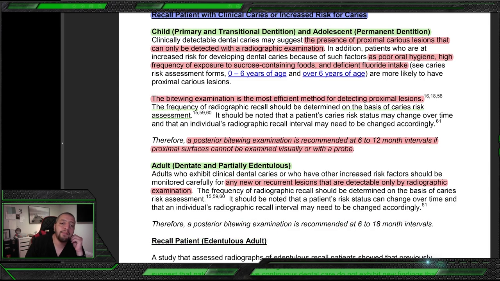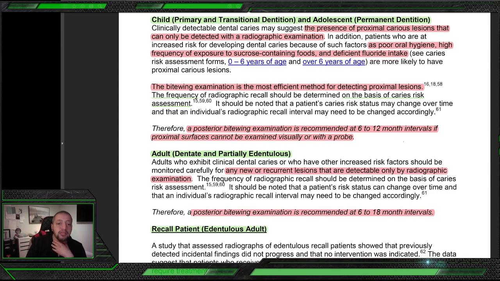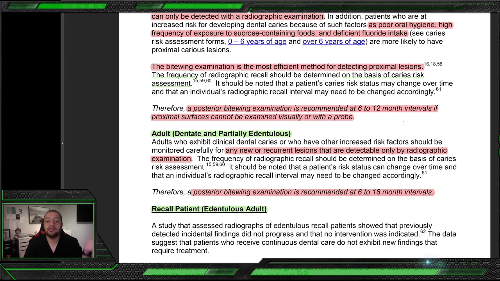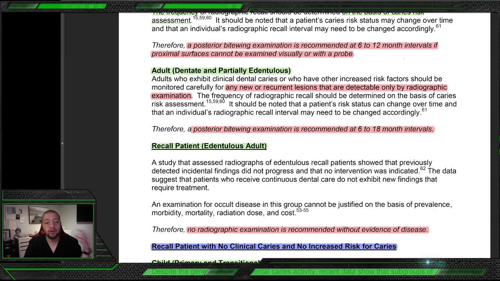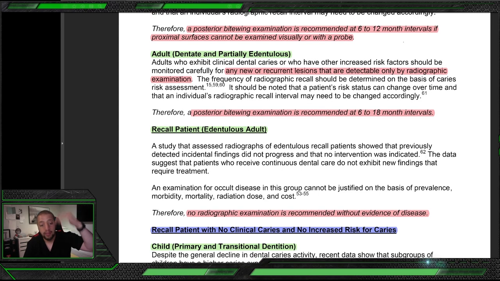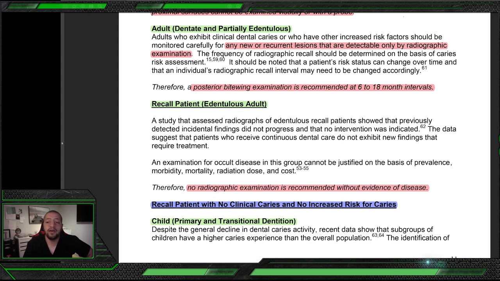Speaking about a dentate or partially edentulous patient, if there is a new or recurrent lesion that is detectable only by radiographic examination, you should do it. So a posterior bitewing examination is recommended at a 6 to 18 month interval, because this is a permanent patient. He has permanent teeth. Here is the evidence about caries progression: in permanent teeth, they say it's 3 years and up, depending on the caries risk assessment and everything. So the number here is going to be 3 years. That's why we have 6 to 18 months, and depending on the chief complaint of the patient, for sure. For an edentulous patient, no radiographic examination is recommended without evidence of disease.